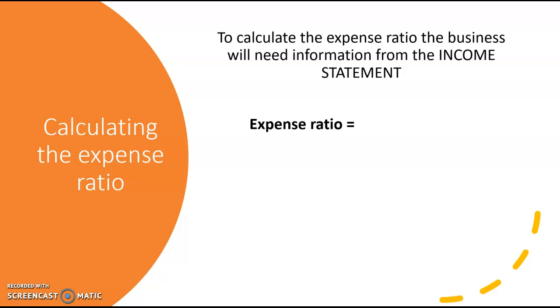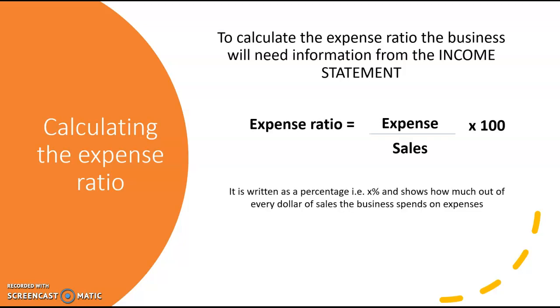They will give you the formula in the HSC, but it's simply expense over sales times 100. Because it's times by 100, we know that it is written as a percentage, and we're saying how much out of every dollar of sales we are going to spend paying that particular expense.